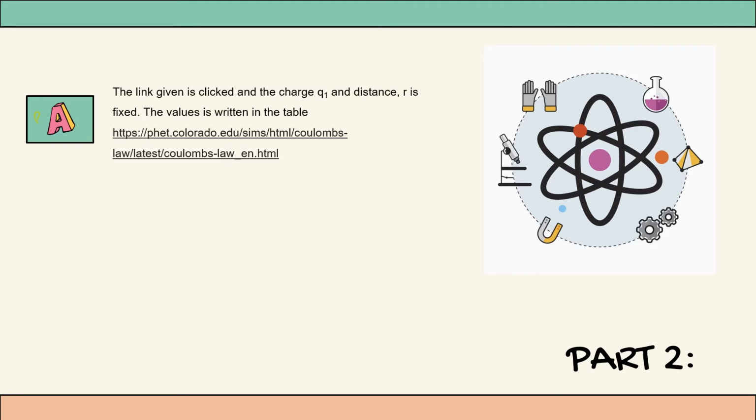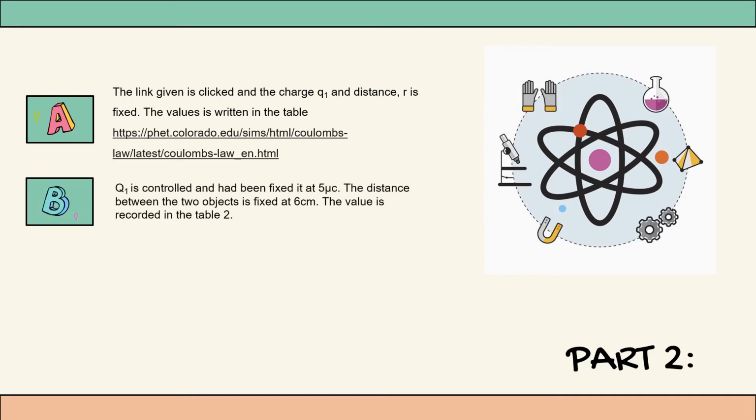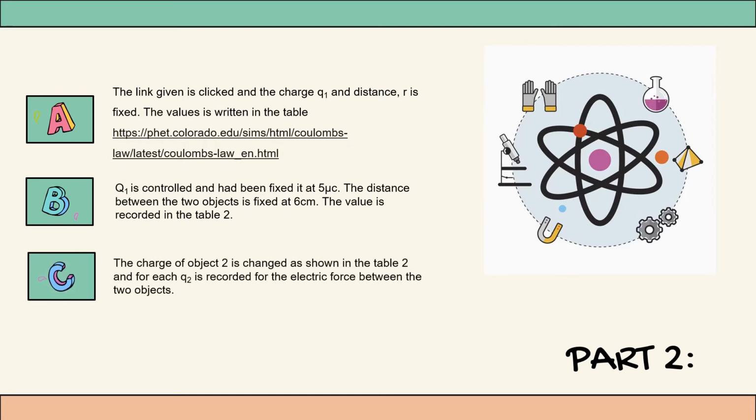For part 2, we also click the link below and it appears the same as the previous experiment part 1. Second, Q is controlled and fixed at 5 nano Coulombs. The distance between the two objects is fixed at 6 cm. The value is recorded in the table too. For the last step, the charge of object 2 is changed as shown in table 2 and for each Q2, the electric force between the two objects is recorded.